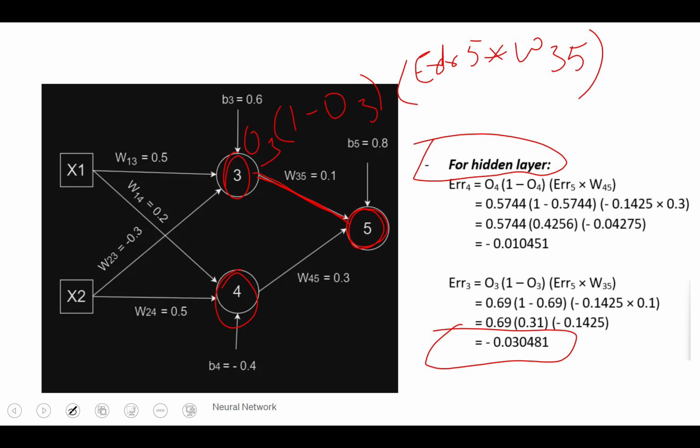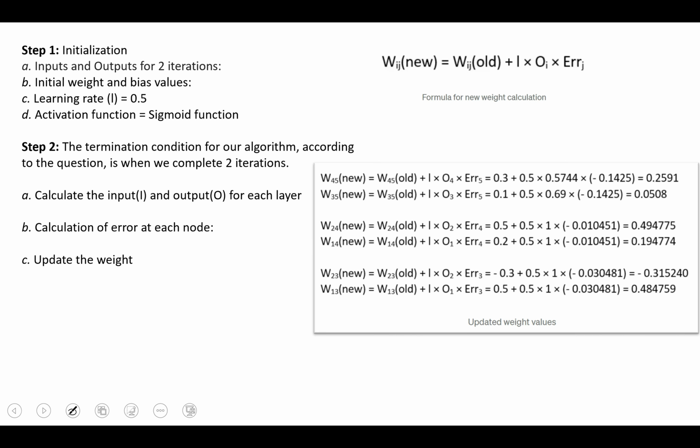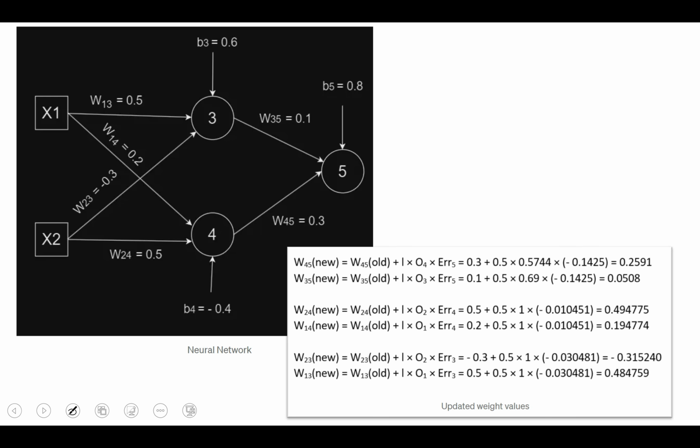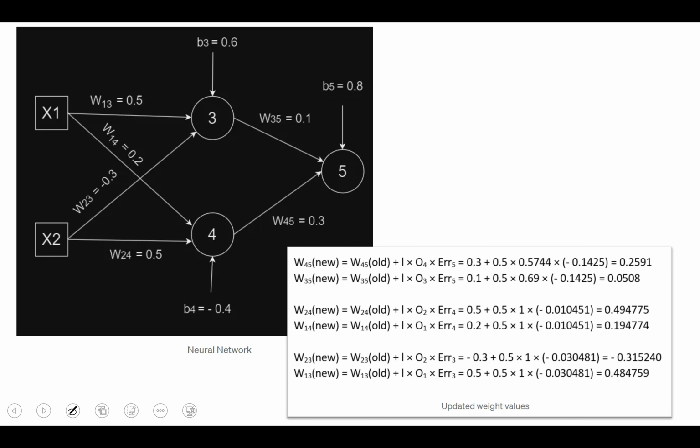Now we have evaluated the errors on the neurons. But the purpose of back propagation is to change these weights, or should I say update these weights, so that we can again do the feed forward and get the desired output. So let's learn to update the weight. The formula for this is this. Now let's see how to update the weight, starting with the weight of 4,5. This one.